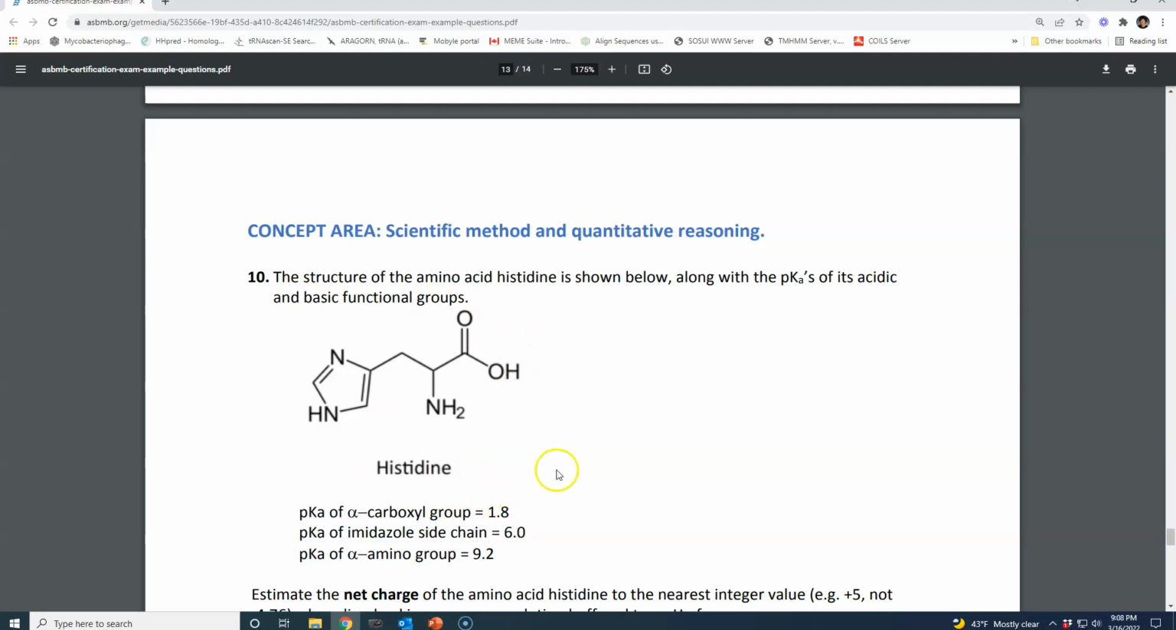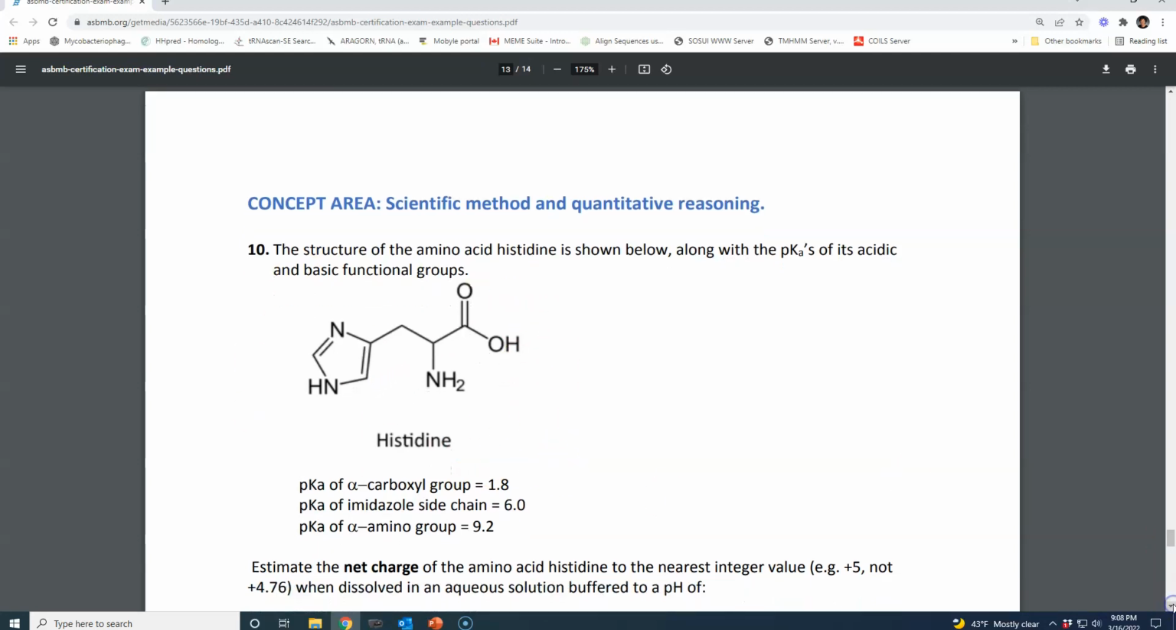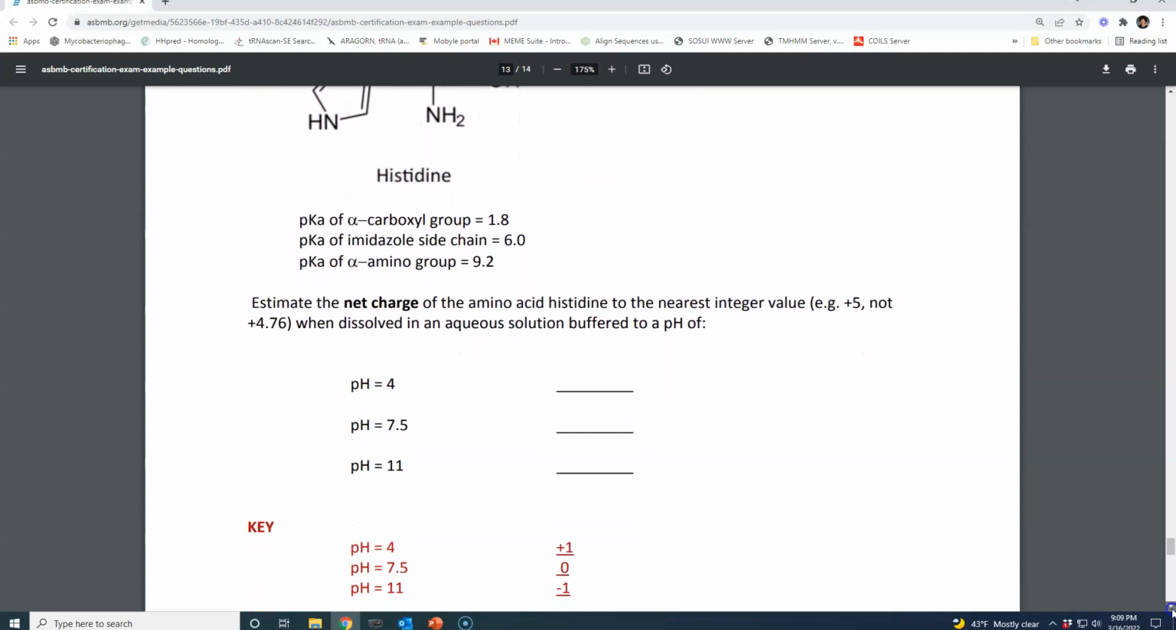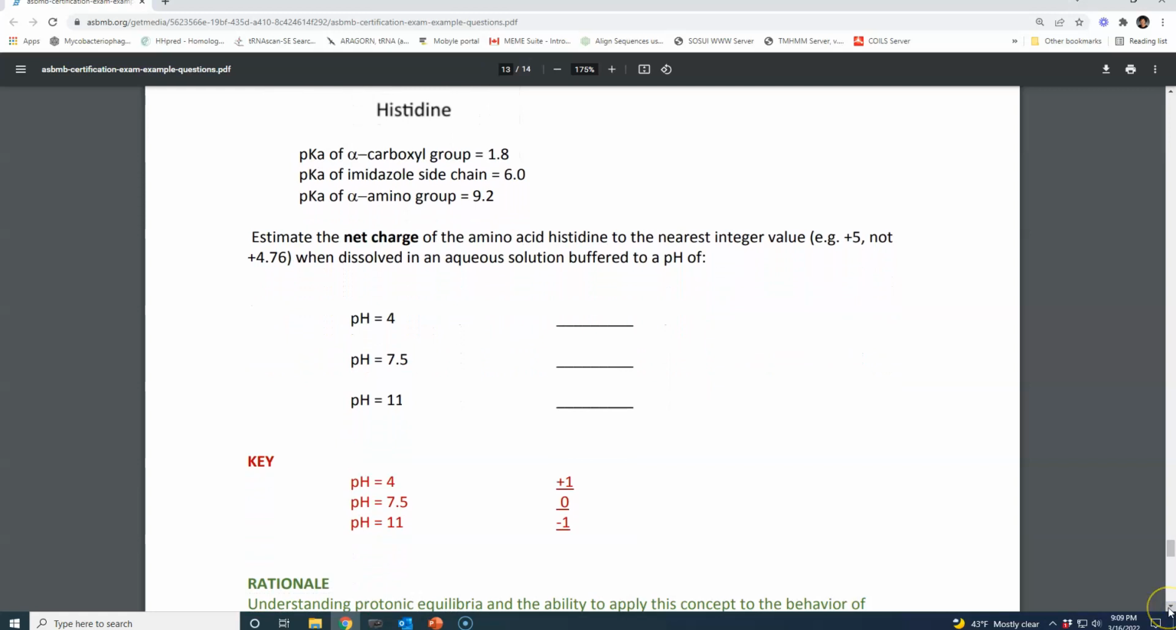This is not how I would draw histidine, but anyway, you're given the histidine with its pKa's. So the alpha carboxylate group is here. The side chain is this imidazole ring here. And here is our amino group right here. And then we're asked to figure out the charge when dissolved in buffer. So we're given pH 4, 7.5, and 11.